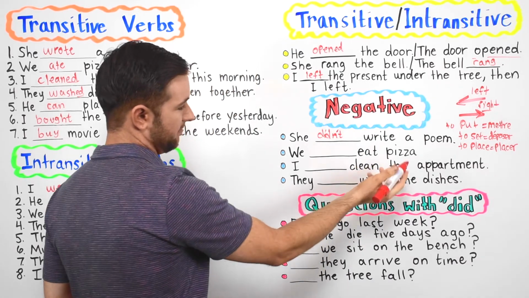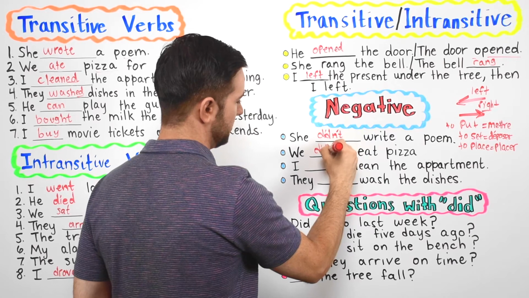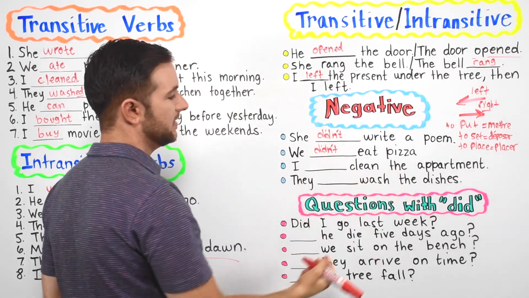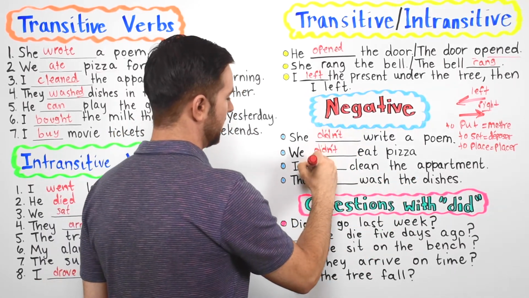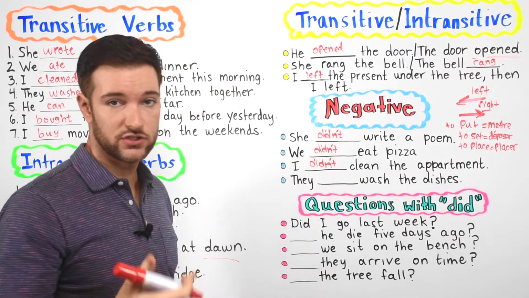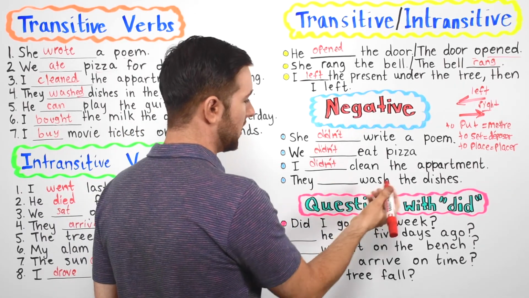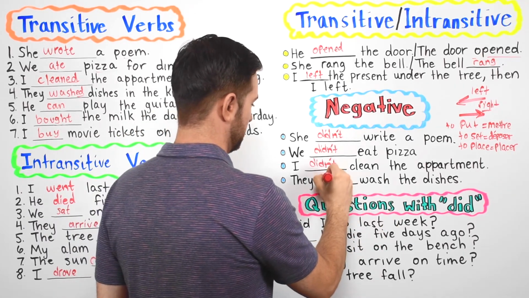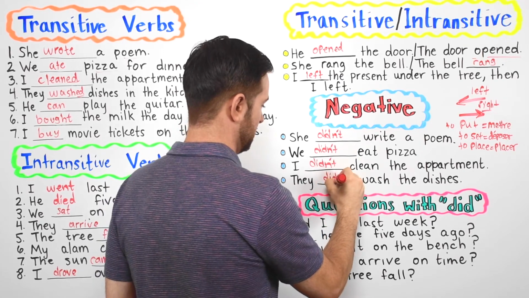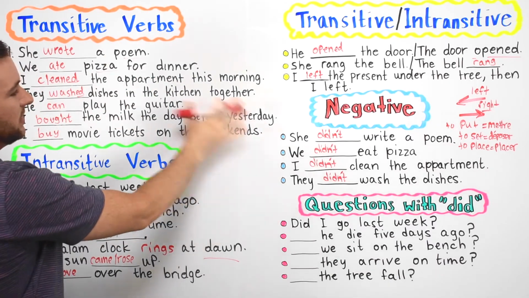We blank eat pizza. We didn't eat pizza. I blank clean the apartment. I didn't. So we have didn't. You just keep on saying didn't, okay? So they blank washed the dishes. They didn't wash the dishes. And we took these from here.